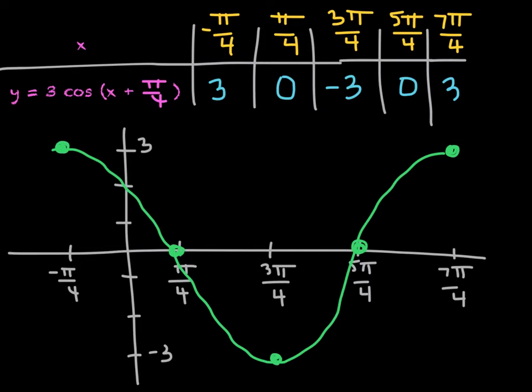Please notice that the period did not change. How do I know that? Well, for a number of reasons. The period is 2 pi over b, and your b value is the coefficient of x, which is just 1. So 2 pi over 1, which is just 2 pi. So the period did not change. The interval over which it completes that period has changed.